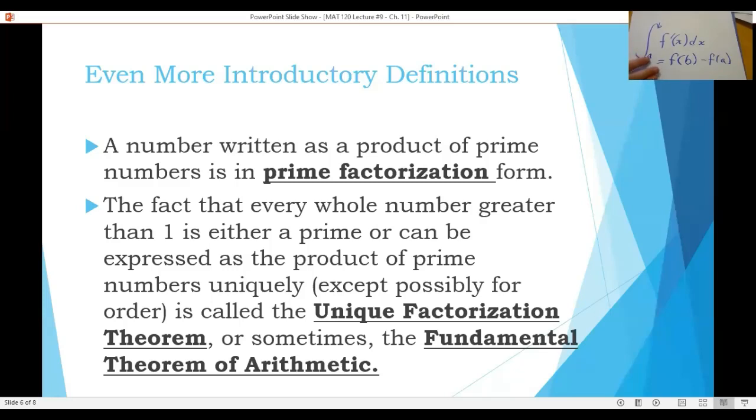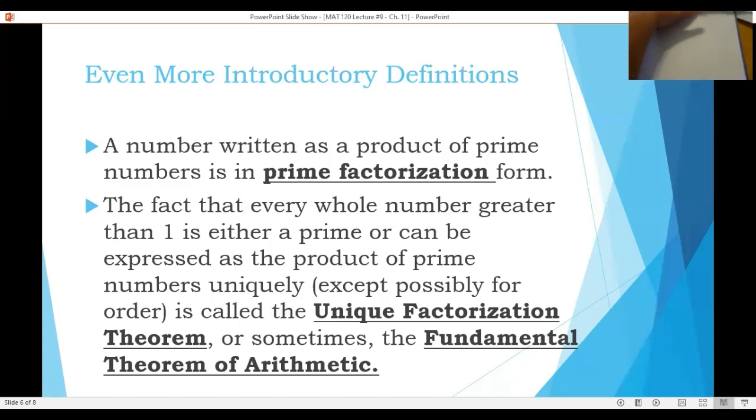There are 3 fundamental theorems in mathematics: the fundamental theorem of calculus, the fundamental theorem of algebra, which says that an equation of degree n has n solutions, and then there's the fundamental theorem of arithmetic, which says that every whole number greater than 1 is either prime or can be written as a product of primes. That's the fundamental theorem of arithmetic.